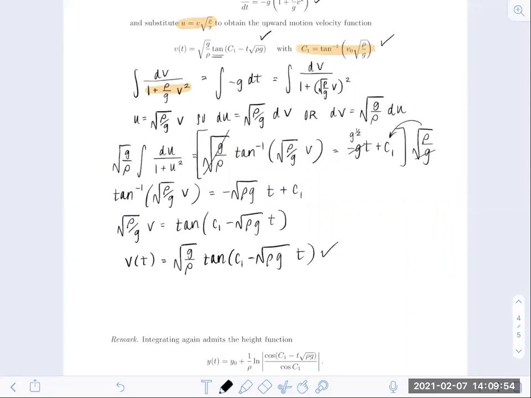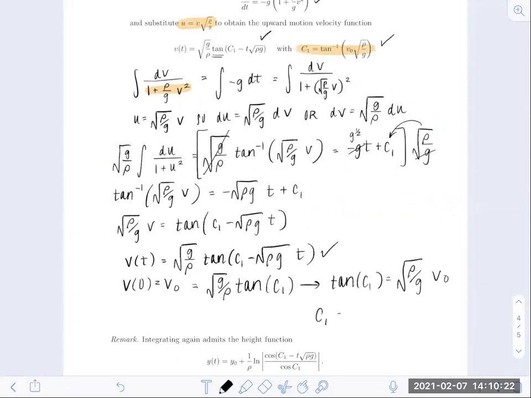We got that. Now let's just assume that V of 0 is some V naught. And let's plug in 0. So that gives us the square root of g over rho tangent of C1. And so we'd like to solve for C1. First, we get that tangent of C1 equals the square root of rho over g V naught. And then finally, taking tangent inverse of both sides, we get tangent inverse of precisely V naught square root of rho over g. So I'll give that a check mark as well, because that is what we were supposed to derive.